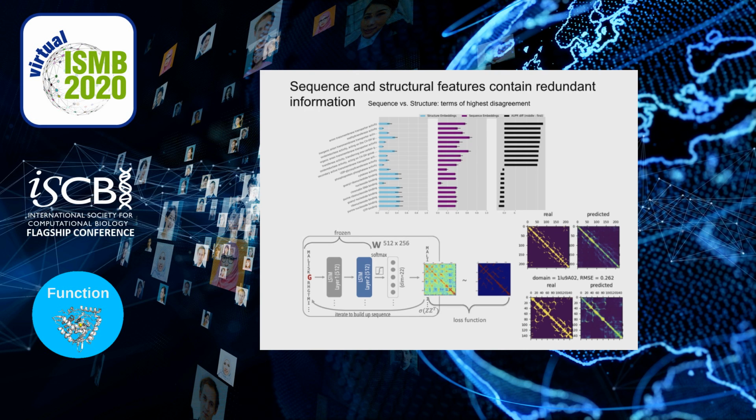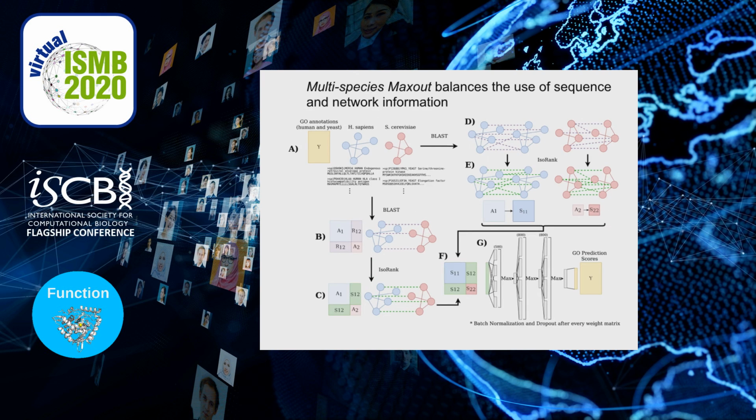So moving forward, we can just eliminate structural features for the time being and continue to use sequence and network because there is going to be no information loss in terms of the modalities. We integrate sequence and network by using another recent lab method called the Multispecies Maxout method, which leverages the power of network features and addresses the data availability crisis of network methods by combining interaction networks across multiple species.